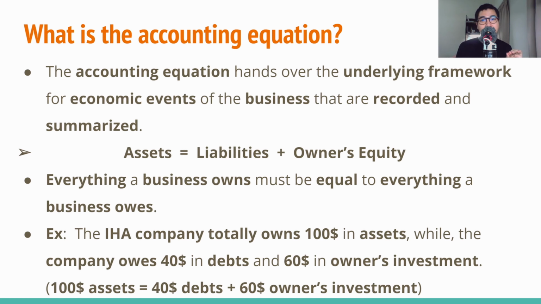In a nutshell, the accounting equation is assets equal liability plus owner's equity. It means everything a business owns must be equal to everything a business owes. Or you can break it down in the theoretical style: the accounting equation hands over the underlying framework for recording and summarizing economic events of the business, regardless of size, form, and nature of the business.